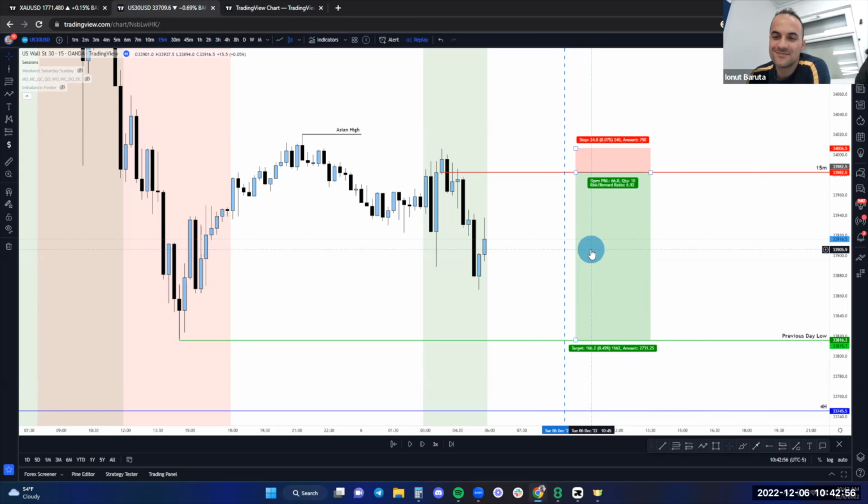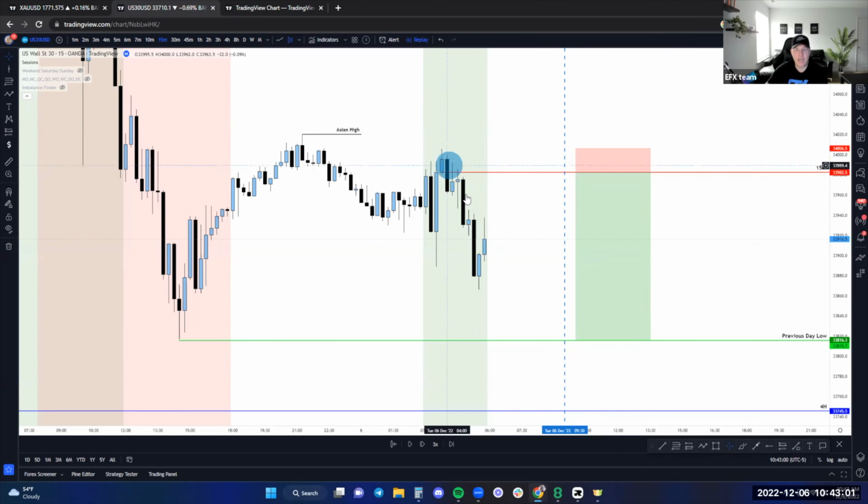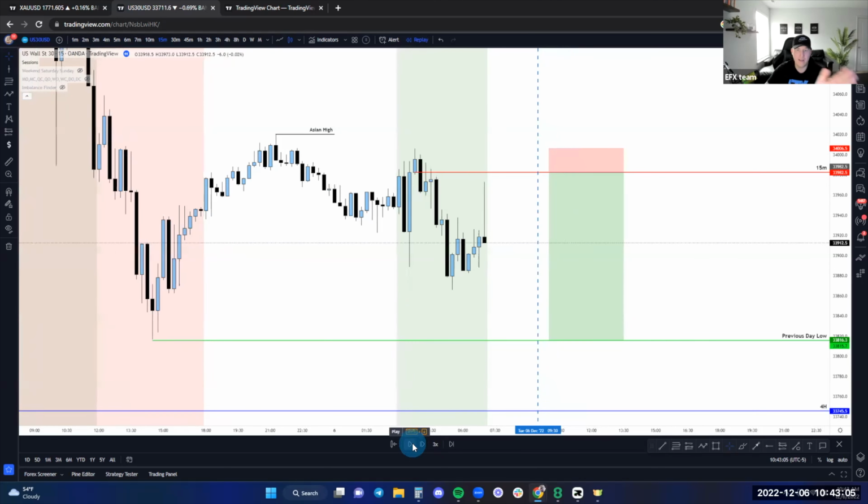Entry. There we go. So we have a pattern created. We have our swing, right? Let's watch price as it unfolds. Keep in mind, I'm not here yet.